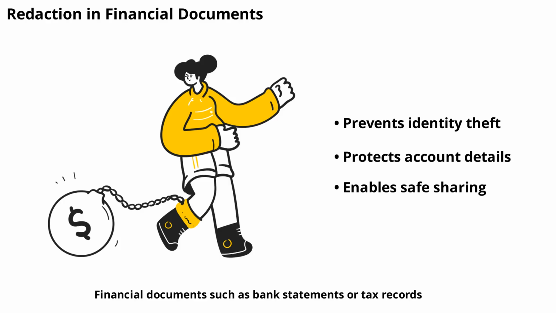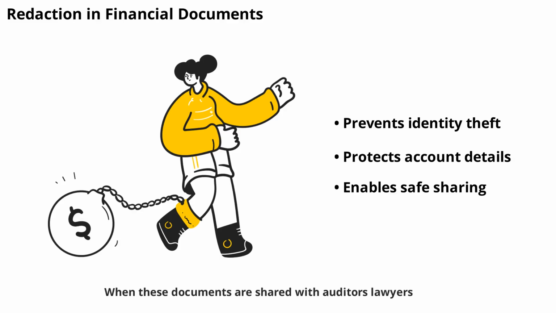Financial documents, such as bank statements or tax records, often contain sensitive information like account numbers and transaction details. When these documents are shared with auditors, lawyers, or other parties, redaction is used to hide private data. This helps prevent identity theft and financial fraud while still allowing necessary information to be reviewed.